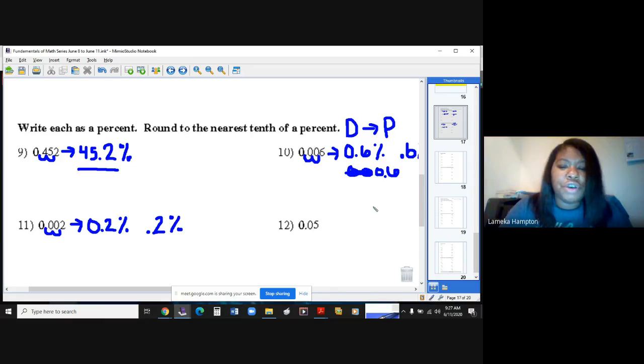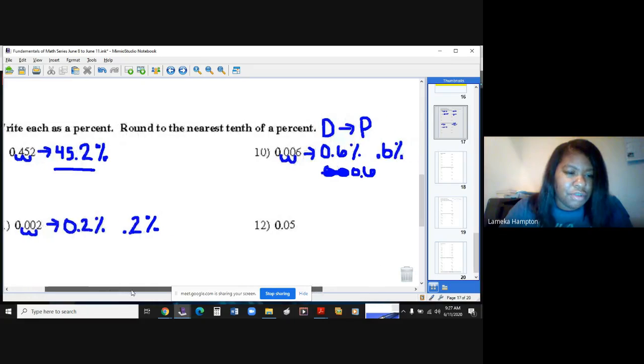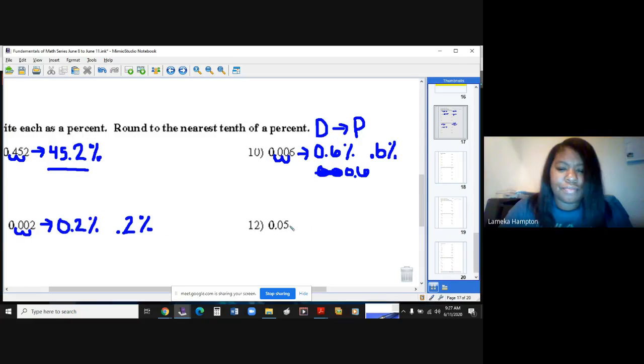And then for number 12, again, I am going to do the same thing. I'm going to scroll over just a little bit so that I can have a little room. So again, I am going to move my decimal 2 places over to the right. And when I do this, I now have gone from a decimal to a whole number. So I will not have a decimal in number 12 as I did for numbers 9, 10, and 11. And then I'm going to add my percent sign.